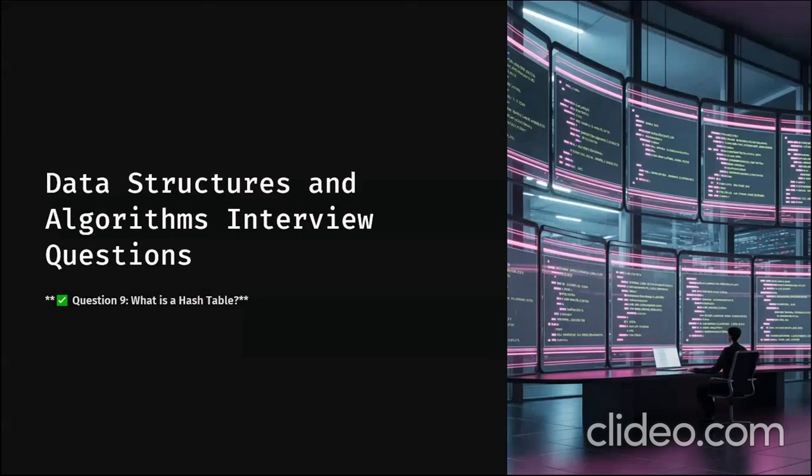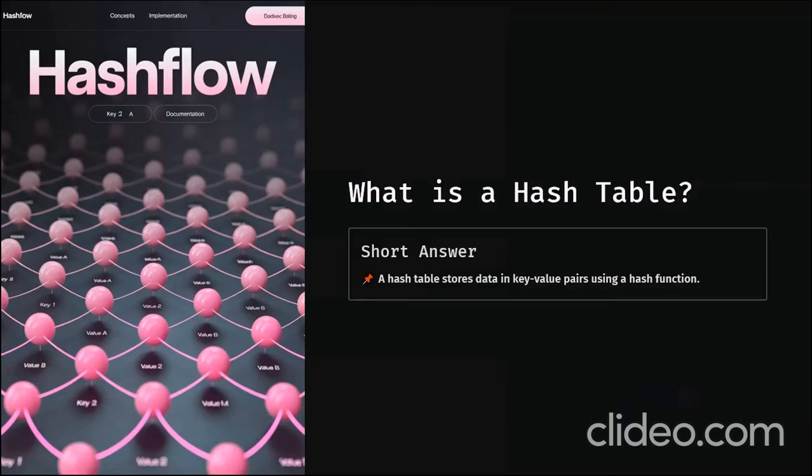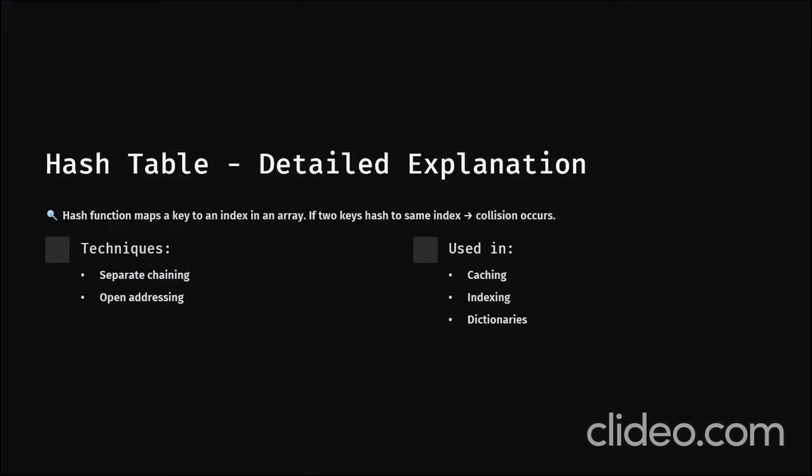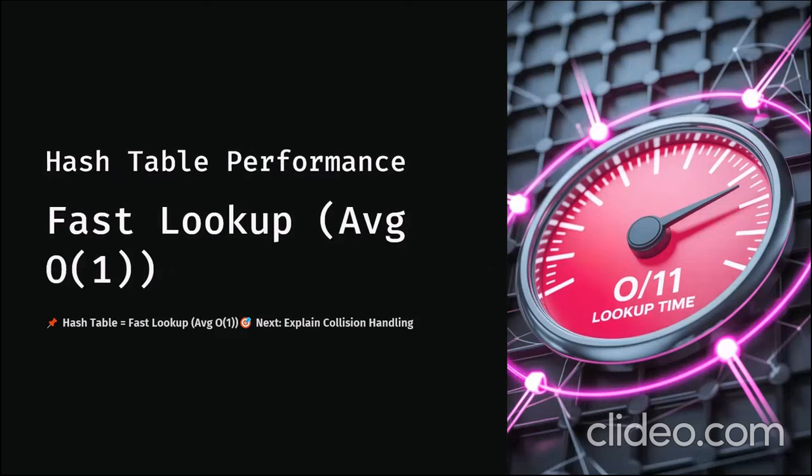Let's move to the next question. What is a hash table? A hash table stores data in key value pairs using a hash function. The hash function maps a key to an index in an array. If two keys hash to the same index, a collision occurs. Techniques are separate chaining and open addressing, used in caching, indexing, and dictionaries, right? Hash table performance: fast lookup.